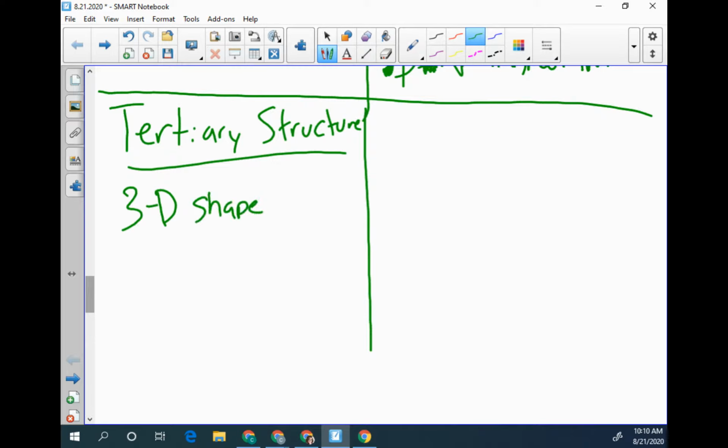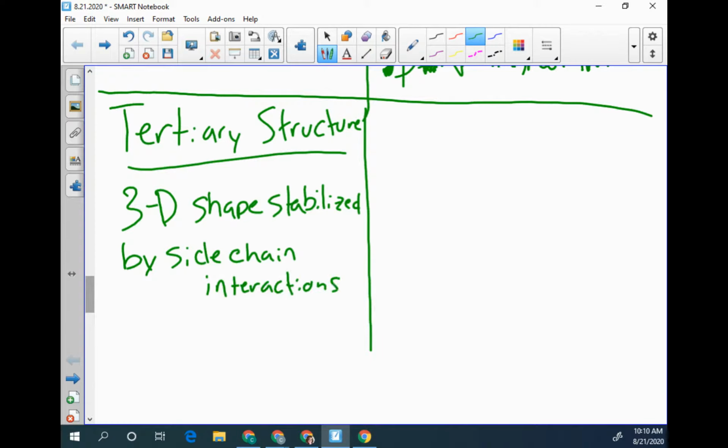which is stabilized by side chain interactions. So our primary structure is determined by genetic information. Our secondary structure is provided by the carbon backbone. But the third level of structure is where those R groups come in handy. It's where the fact that there's the hydrophilic and hydrophobic R groups, those R groups are what determines our 3D shape.